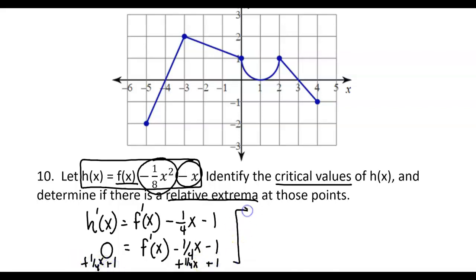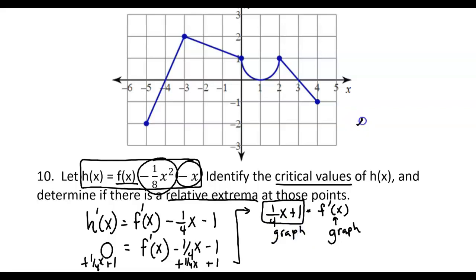Okay, and that gives me 1/4 x plus 1 equals f prime of x. So this is my graph that we have already. F prime of x, that's the graph that they have up there. What is this? Well, we can create a new line. We need to create a graph of 1/4 x plus 1.